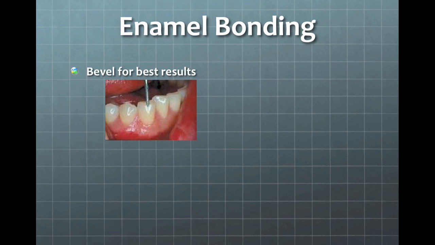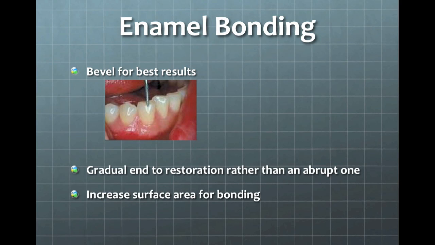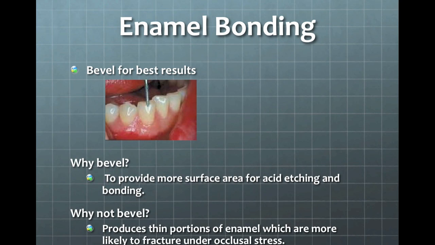Okay, and the other trick to know is that we need to bevel the enamel for best results. Now, what is beveling? Beveling is basically having a gradual end to a restoration rather than an abrupt one, and what it does is it increases the surface area for bonding. You may be familiar with beveling from woodworking or other stuff like that, but we can talk about that when we meet in person as well. Basically, bevel increases the surface area for bonding.